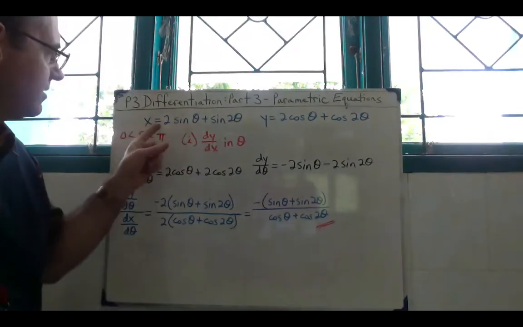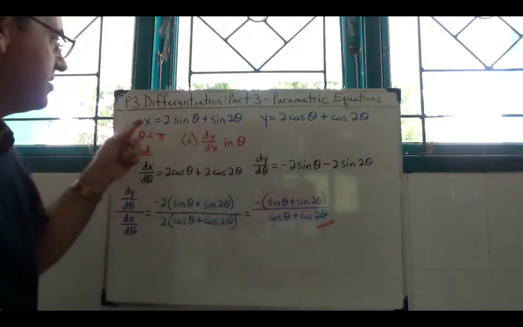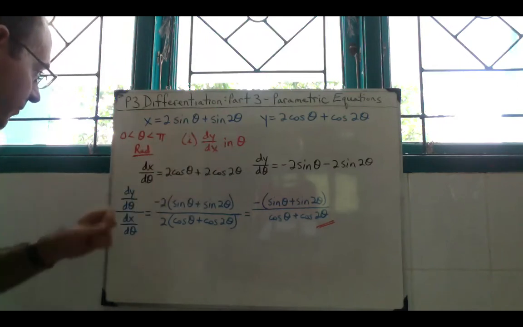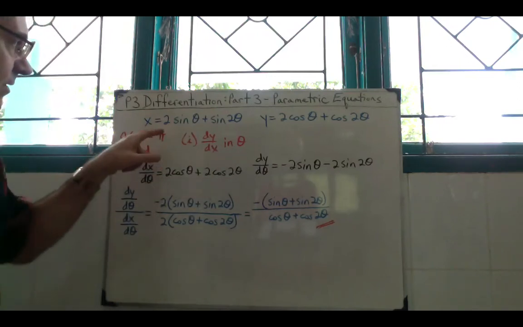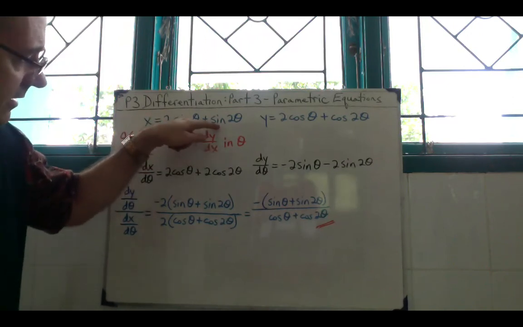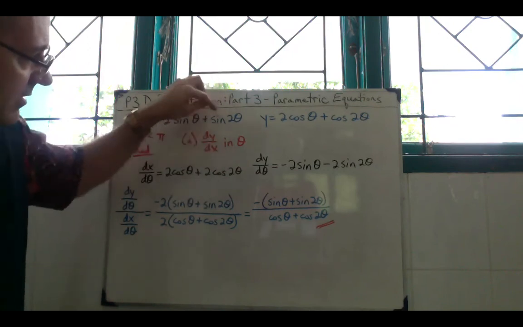So what we want to do, here's our two equations in x and y. We want to find dy dx in terms of theta. So dx d theta then is 2 cosine theta plus cosine 2 theta times 2.